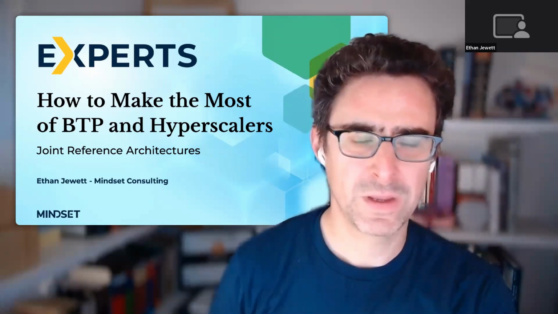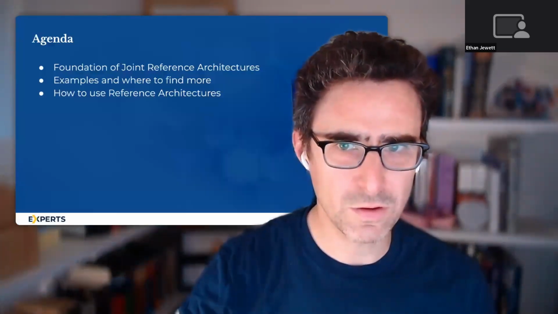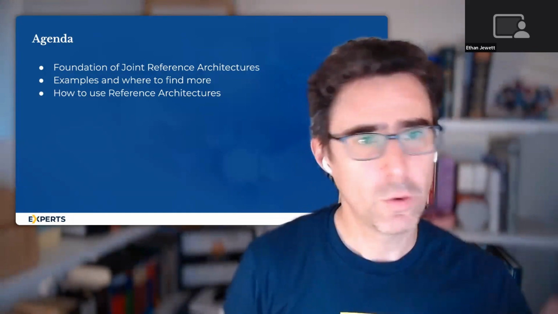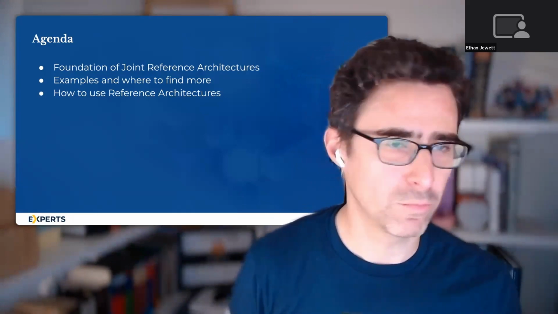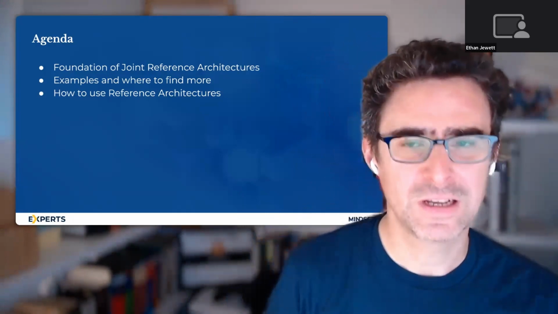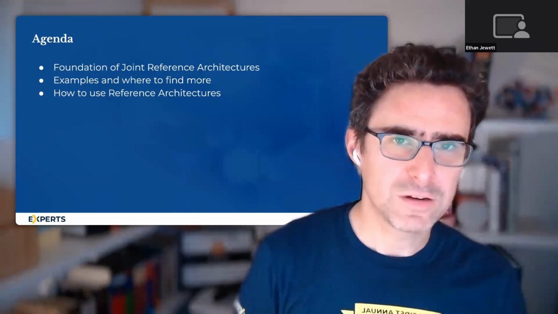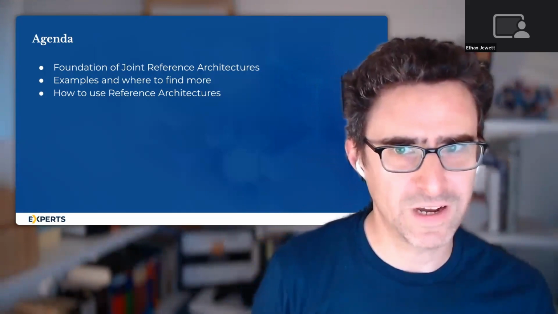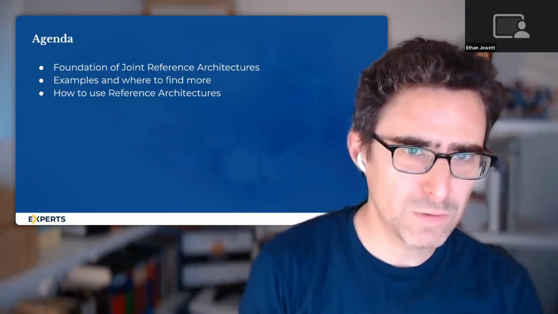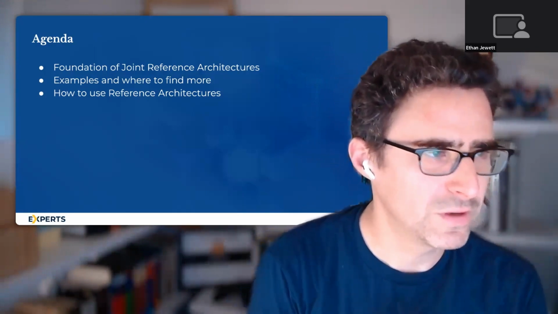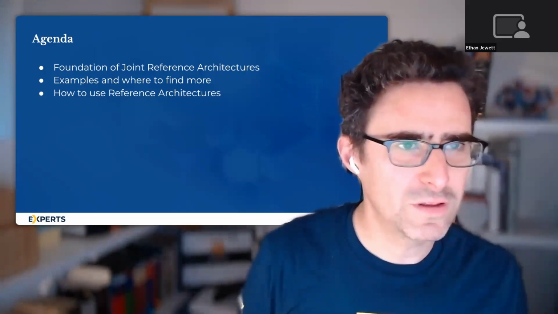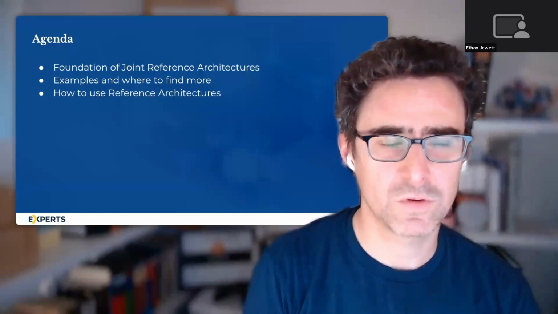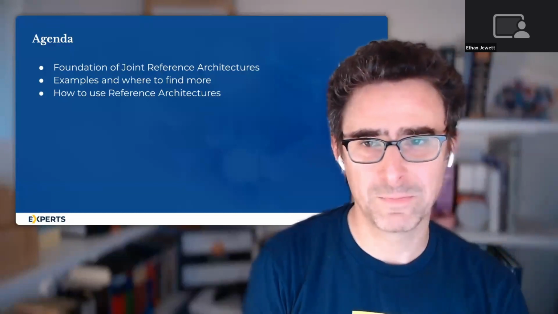So let's get started. What we're going to hit on today is just a foundational discussion about what joint reference architectures are and really what the role of architecture is in an organization. Then we'll look at a few examples of joint reference architectures and talk a little bit about where to find more. And then maybe the really meat of the discussion is, what do you do with these joint reference architectures once you've got them? So we'll spend a little bit of time talking about that.